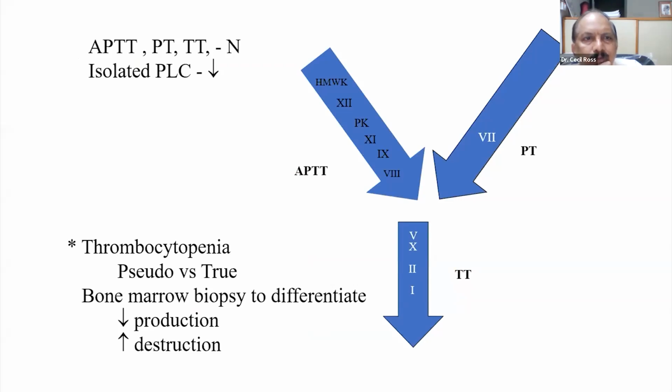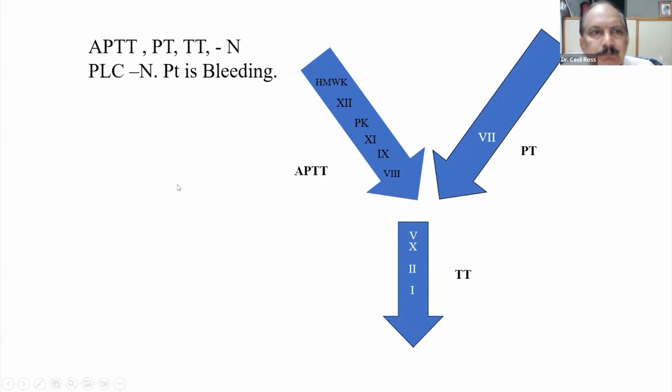Now, supposing you have an isolated low platelet count, thrombocytopenia. Your PT is normal, PTT is normal, TT is normal. Then it's a totally different ball game. Then you have to think whether the thrombocytopenia is pseudo versus true. If it's true thrombocytopenia, then you have to do a marrow to differentiate whether the platelet count is low because of decreased production or increased destruction. But otherwise you don't do a marrow in all patients with a bleeding problem.